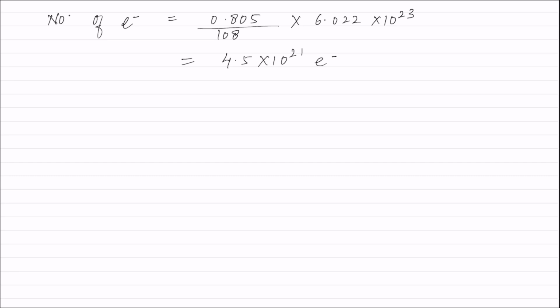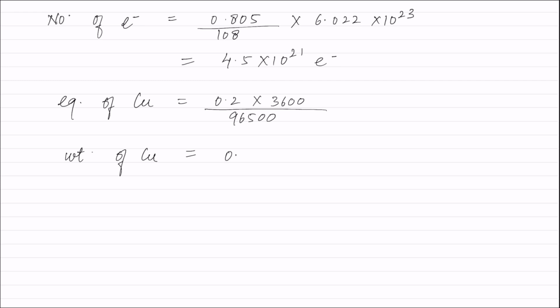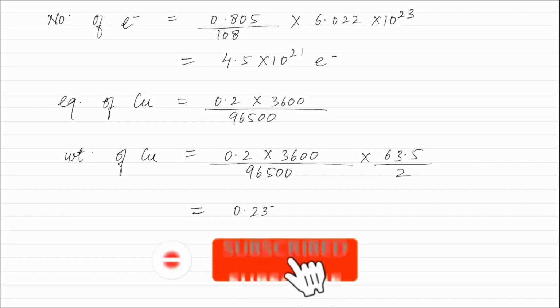Now equivalence of copper will also be equal to number of Faradays of electricity passed. Therefore, equivalence of copper is equal to number of Faradays of electricity passed, which is equal to 0.2 into 3600 divided by 96500, and from this, weight of copper will be equal to equivalence of copper, that is 0.2 into 3600 divided by 96500 into equivalent weight of copper. Equivalent weight of copper is 63.5 divided by 2. Solving this, weight of copper is equal to 0.237 grams.